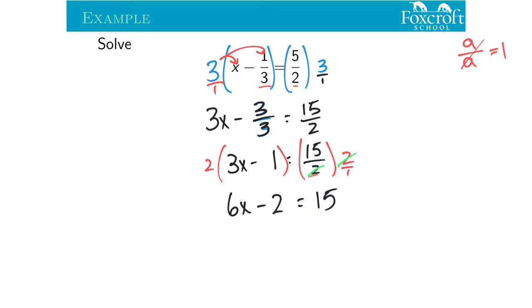And now it has no fractions, so now it's just like the last problem. I can add 2 to both sides. Then divide by 6. And x equals 17 over 6. That's our final answer. You can't simplify 17 over 6 at all. There's no common factors, so we just leave it like that.